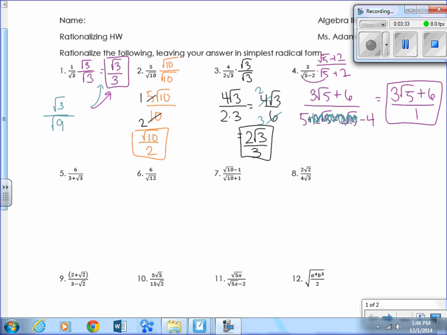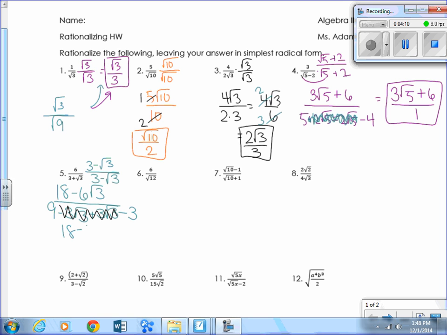For number 5, we have a binomial, so you have to do the conjugate again. So the conjugate is going to be 3 minus the square root of 3. We do that top and bottom. And when we distribute the numerator, you should get 18 minus 6 times the square root of 3. FOIL out the denominator, you should get 9 minus 3 square root of 3 plus 3 square root of 3 minus 3. Again, these terms should always cancel, and they do.